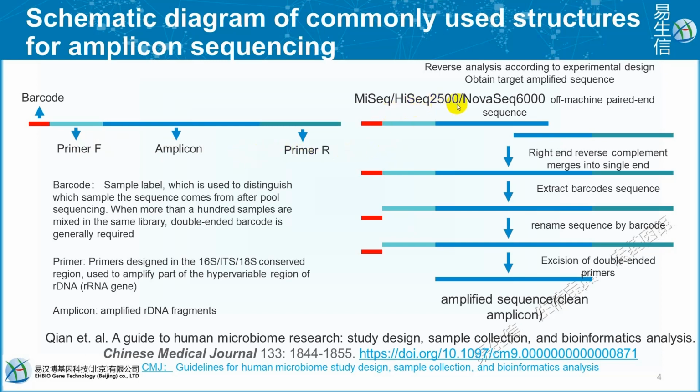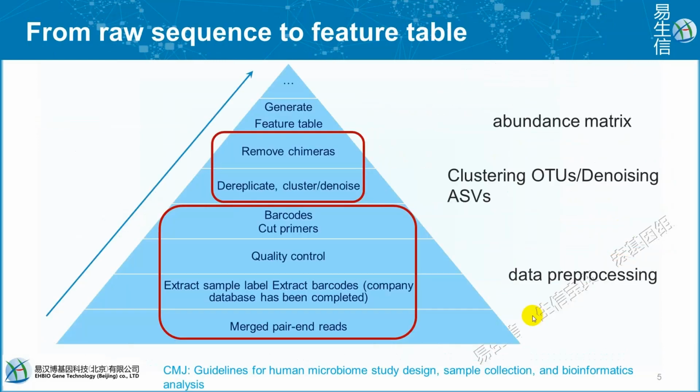Now, via HiSeq, NovaSeq, or other machine paired-end sequencing, the forward and reverse complement reads are merged into single reads. Then we extract the barcode sequence, rename the sequences by barcode, and excise the double-end primers, leaving the amplified sequence, the amplicon. This is the pyramid. You can see here how we can reduce our big data, which eventually generates the feature table, and how the size of the data is getting reduced as it moves up.